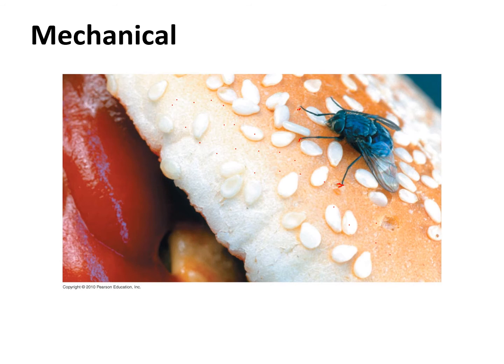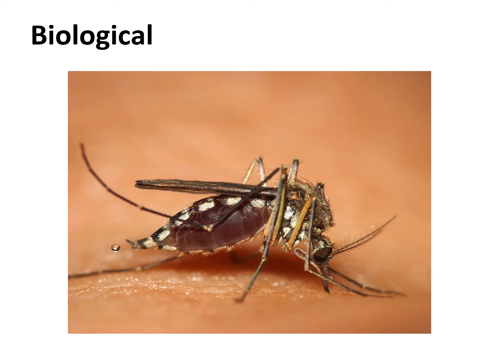Mechanical transmission, when the fly or the insect has the microbes on the surface of the body. Biological transmission is the other type of vector transmission. And with biological transmission, this means that the insect is actually infected with the microbe. So now the microbe is inside the insect's body. And when the insect bites the person, then it's injecting the microbe into the person's body. So that's different than the mechanical.